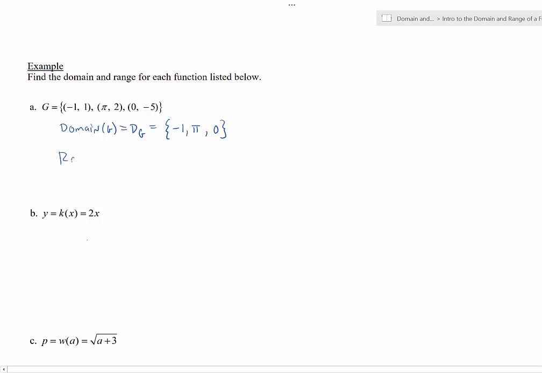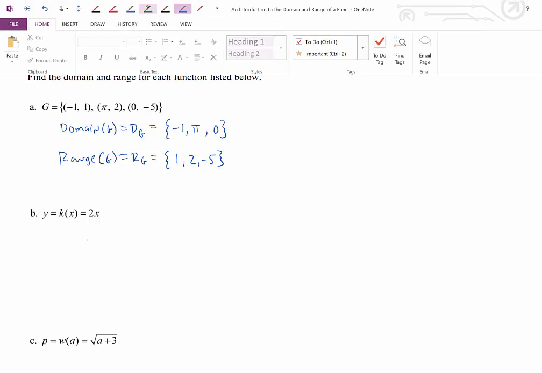Likewise, all the range values, so the range of G, or R sub G, is going to be the collection of all the corresponding outputs. Here, those outputs being 1, 2, and -5. So those two sets there are our domain and range of the function G. We'll switch colors real quick.